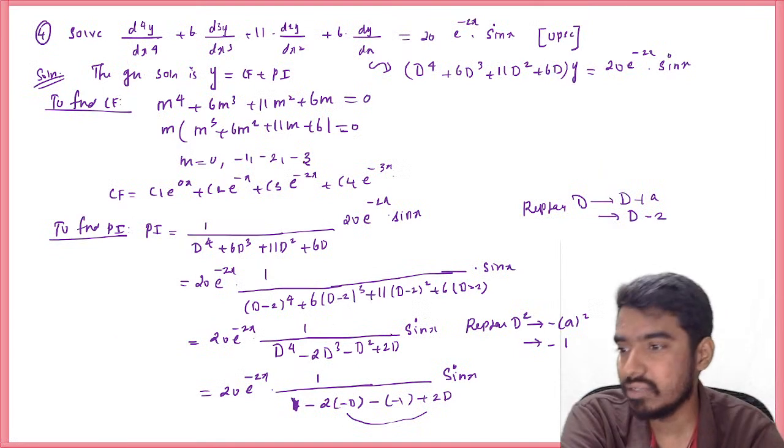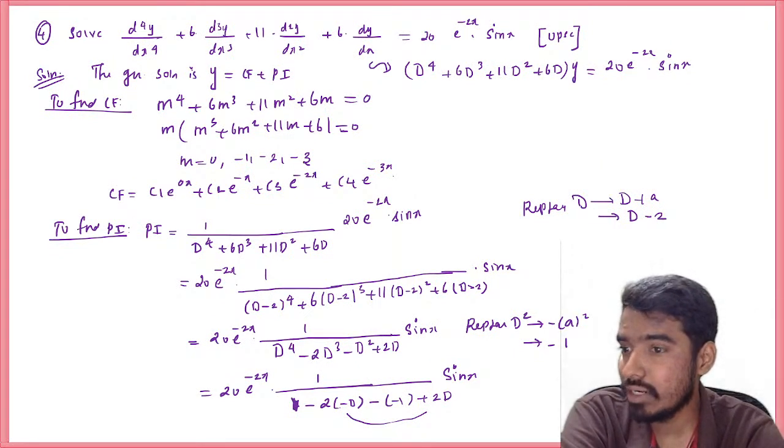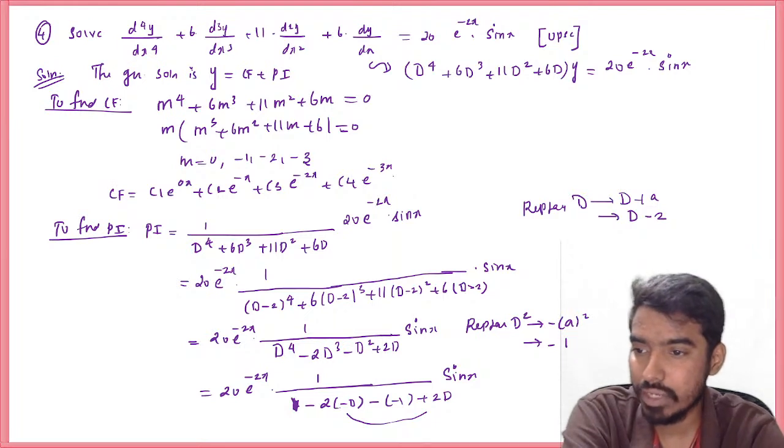Is it clear? It's a very simple problem, right? So type 4 is very easy. Type 4 is nothing but, if you know type 2 and type 3, you can easily do it.